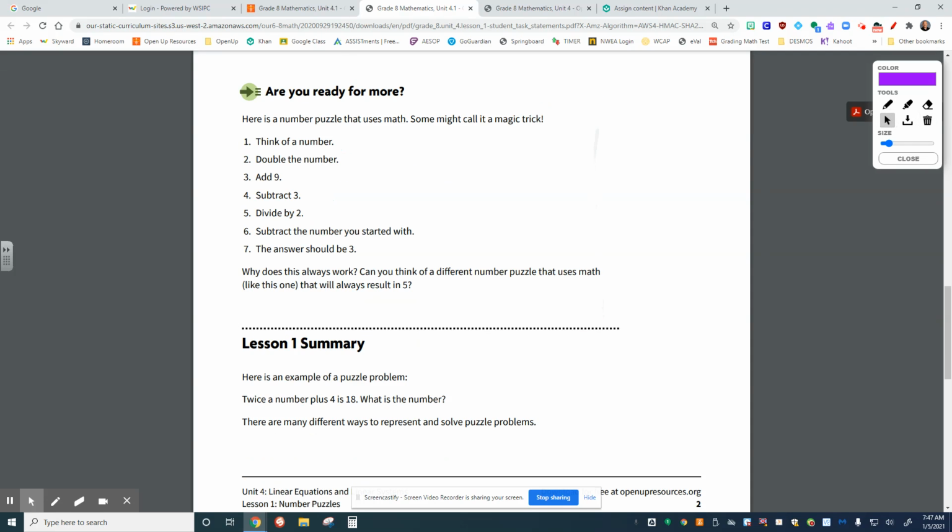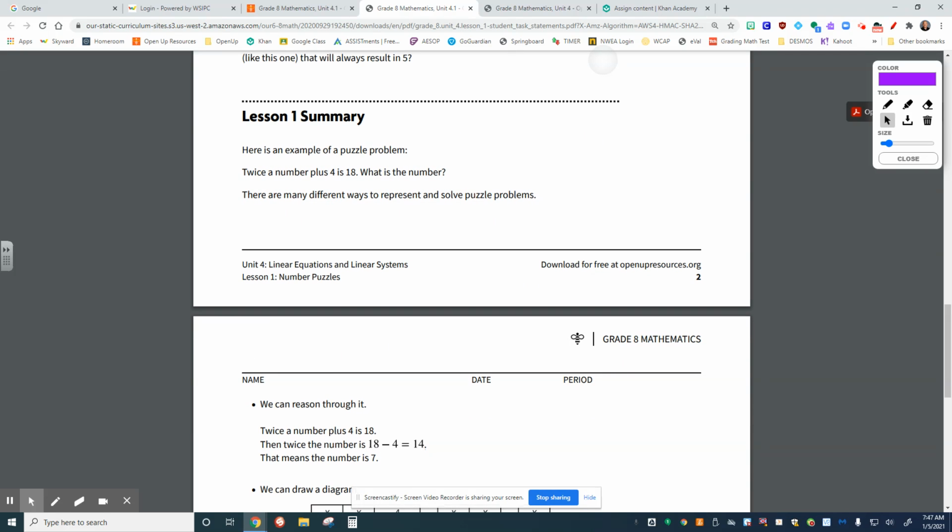That's it for our lesson. We're on to our lesson summary. Here's an example of a puzzle problem. Twice a number plus 4 is 18. What's the number? There's a lot of different ways to represent and solve the problems.